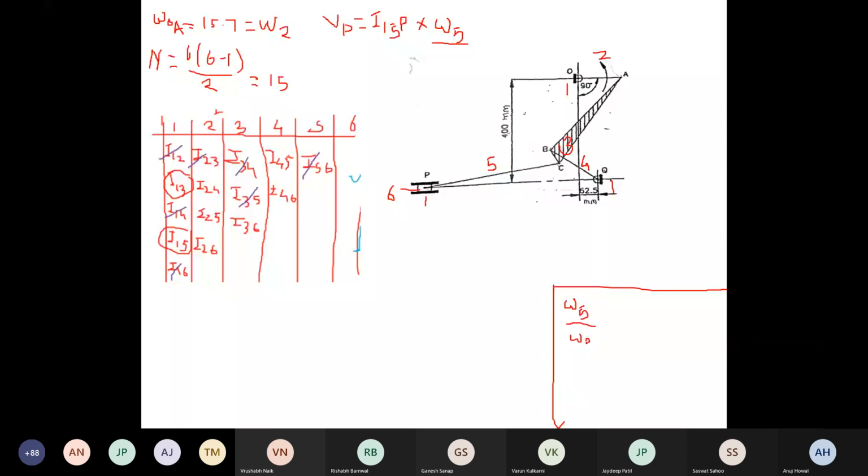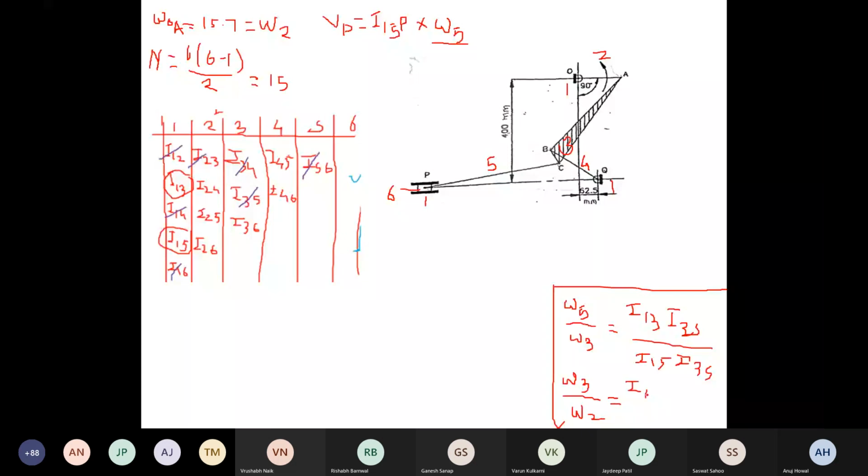I13, I35 divided by I15, I35. Okay. यहाँ पे मिल गया omega 3, but we don't know the omega 3. So you have to find out omega 3 before that. Omega 3 upon omega 2. Okay, you have to find out here omega 2, 3.